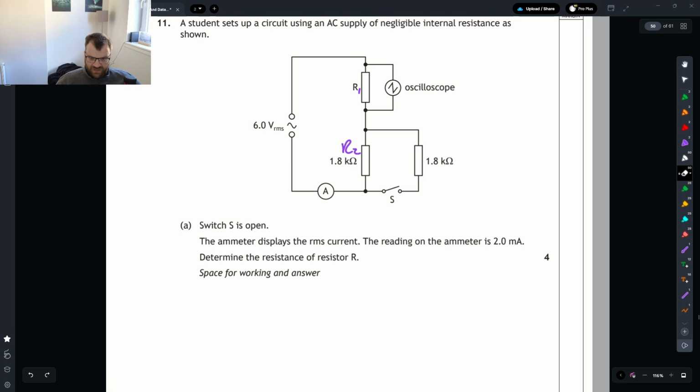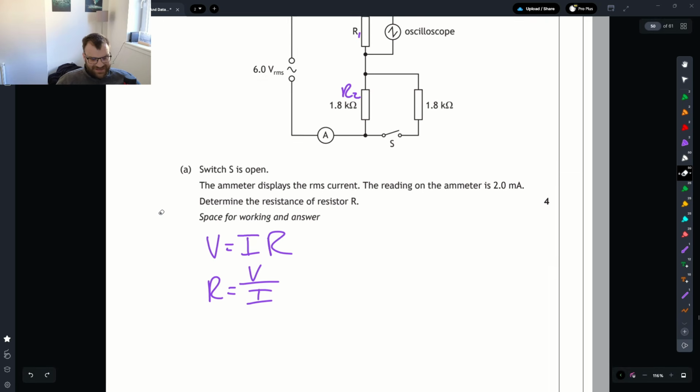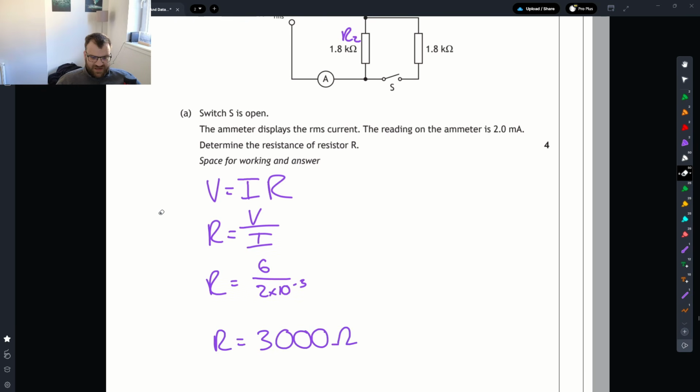Well, we know the current, we know the voltage, so V equals IR, so R equals V over I. 6 is our voltage, and it's 2 milliamps, so 2 times 10 to the minus 3 amps. That gives us a resistance of 3000 ohms, which sounds like the end. However, it's 4 marks. That's not going to be worth 4 marks. What have we done wrong?